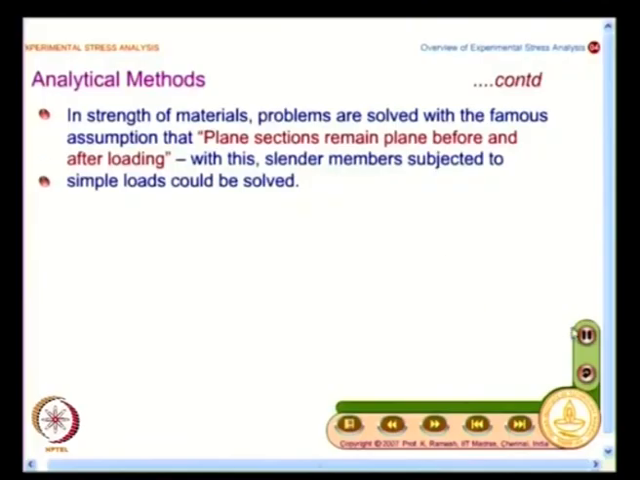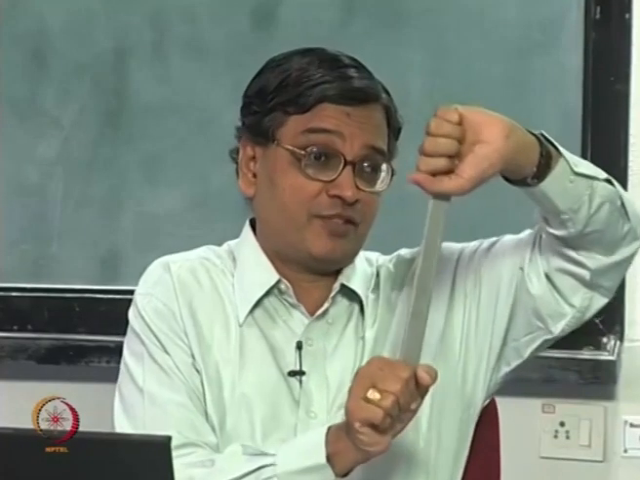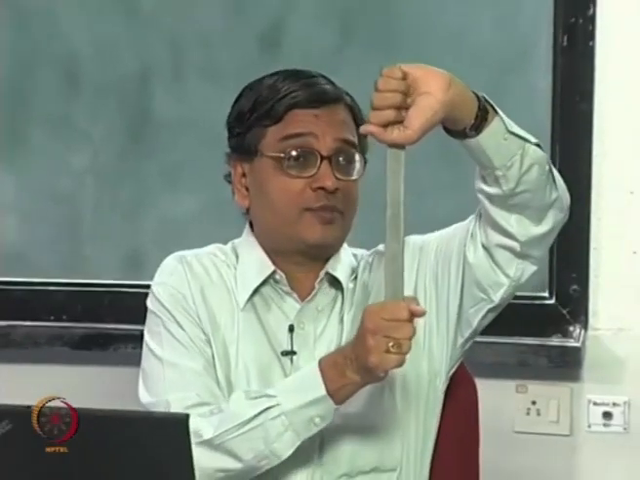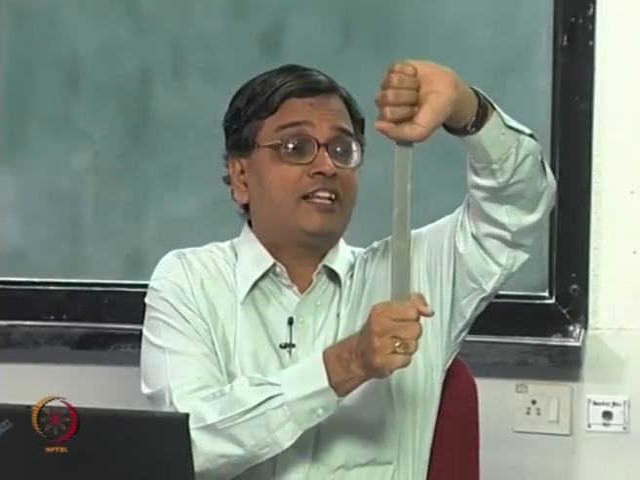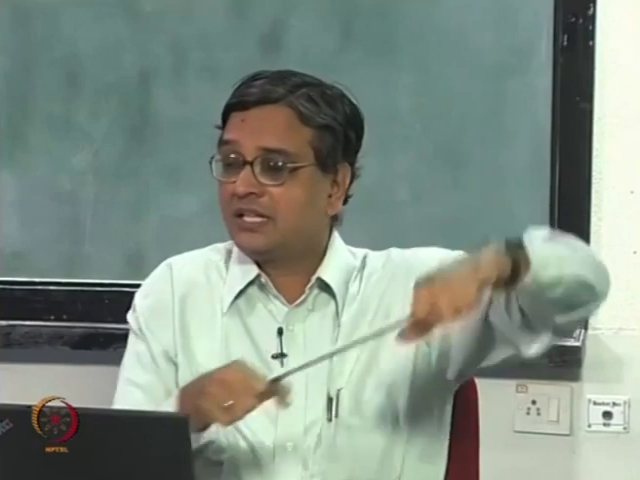And what you find here is, one of the basic assumptions is plane sections remain plane before and after loading, and with this we have solved a large number of problems which are slender in nature. It is very important. Suppose I take a plate and stretch it like this, I have no problem. Suppose I put a hole there, I cannot do it with strength of materials.